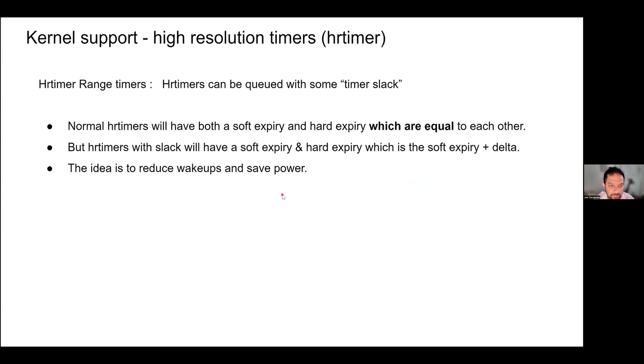High resolution timers have this concept called slack. Slack is similar to deferable timers, but kind of different. The idea is you can tell HR timers that you want to expire something at a certain nanosecond, but give it some more slack, so that if it needs to delay running it, it can do so after a slack amount of time. That initial time is the soft expiry, and the soft expiry plus that delta, the slack, is the hard expiry. These are also called range timers, and you can give HR timers a time range to reduce wakeups and save power.